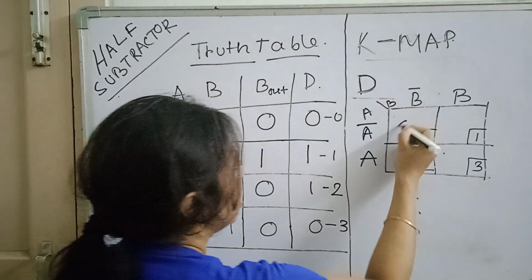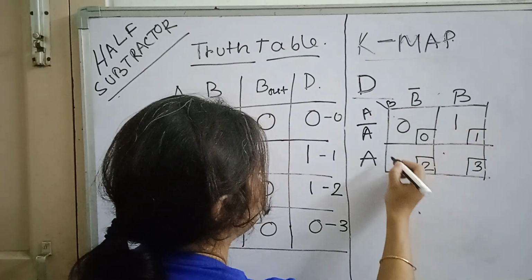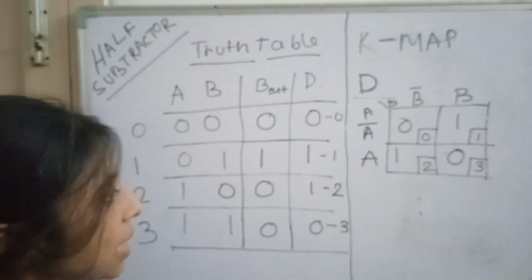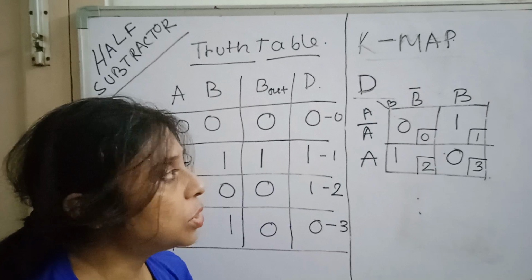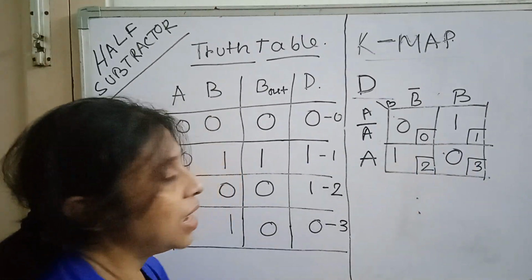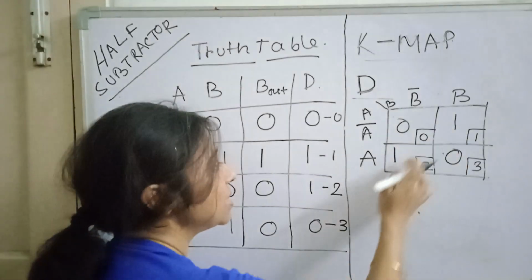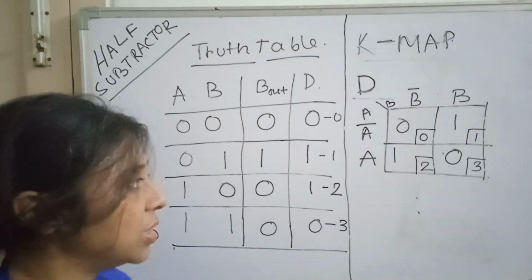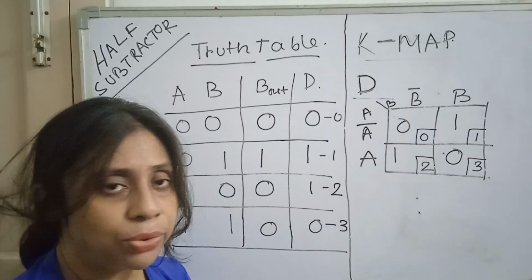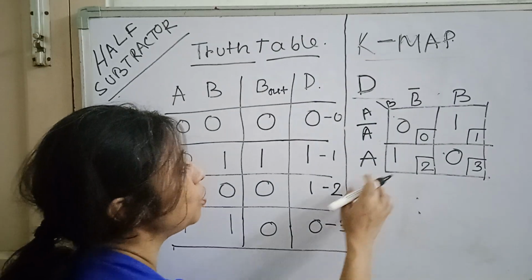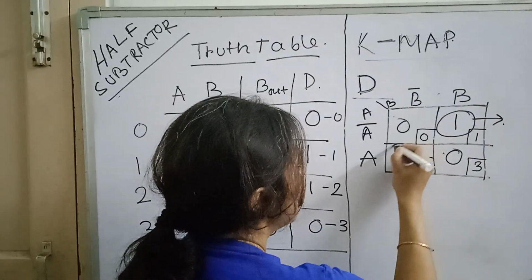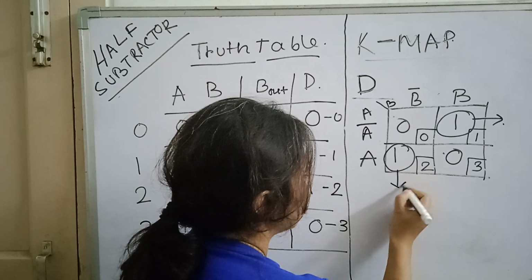So 0, 1, 1, 0. Now in this case, it is not possible to group, because the 2 ones are placed in diagonal orientation. We know that in a KMAP, diagonal ones cannot be grouped. So we cannot group them, and we will write an expression for each individual one.